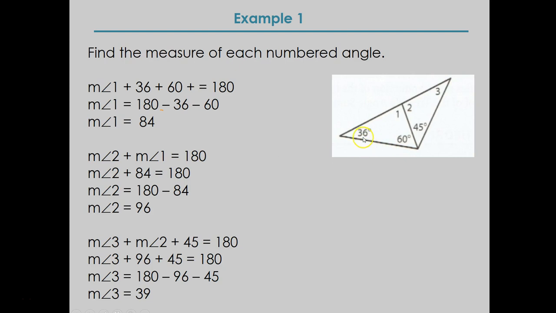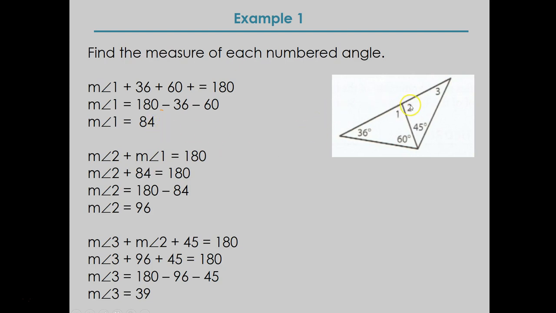I'm going to begin by solving for the measure of angle 1 because I already have the other two measures. So remember, this is 180 degrees, so 180 minus the 36 minus the 60 equals the measure of angle 1. So the measure of angle 1 would be 84 degrees.